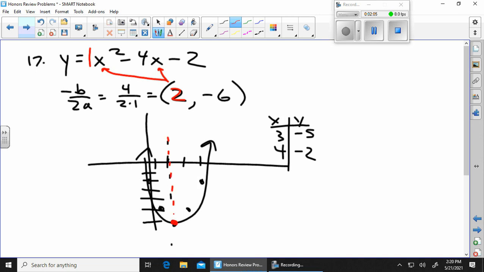I have this line of symmetry. I do 2 points bigger, or I could do 2 points smaller. I put 3 into the equation, got negative 5. I put 4 in, got negative 2. And then I reflected those on the other side.